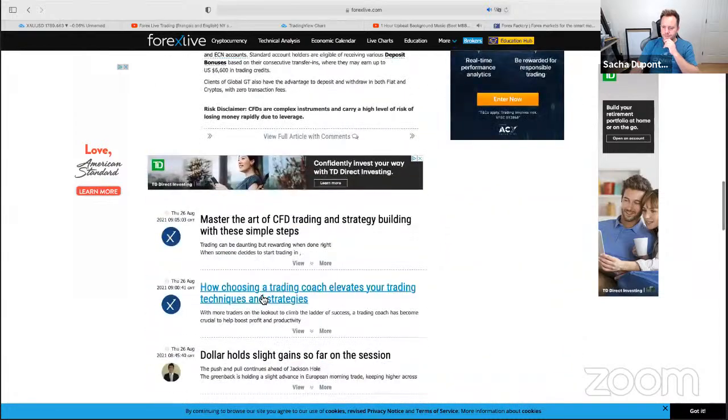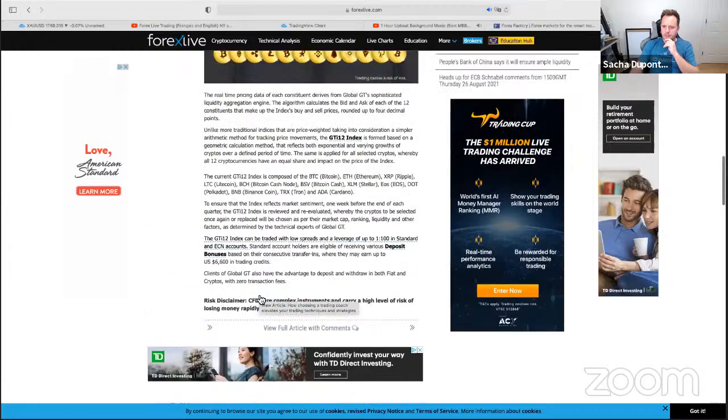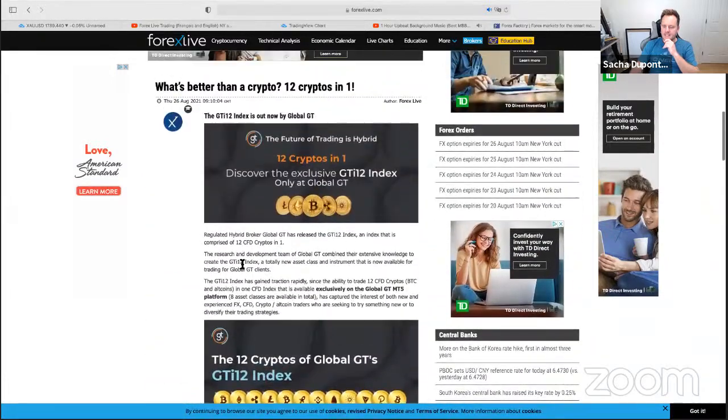Interesting. Very interesting. It's like a NAS 100. This is 12 cryptos in one. GTI 12.